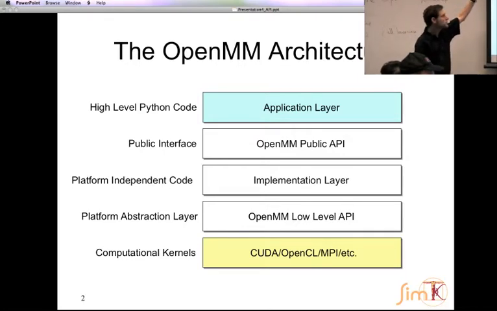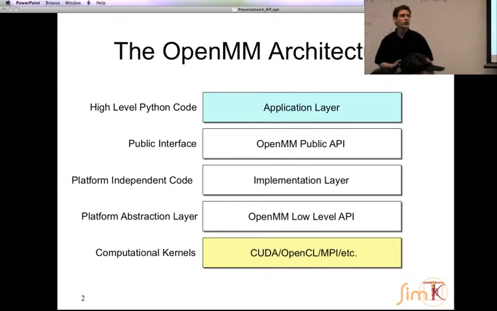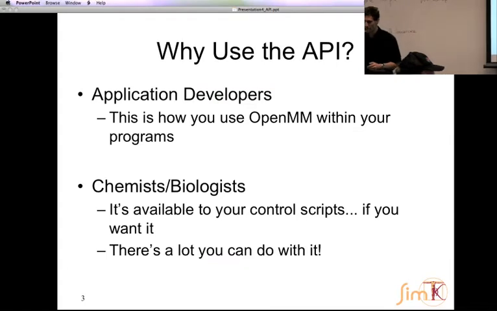And then below that, those are sitting on a whole stack of other layers down to, at the very bottom, we have low-level computational kernels running on your GPU or whatever. And we're not going to be talking really about those layers at all in this workshop. We're going to be focusing on the higher-level layers. So we've seen the top-level one, and in this talk, I'm going to move down one step and talk about the OpenMM public API. So why would you want to use this?